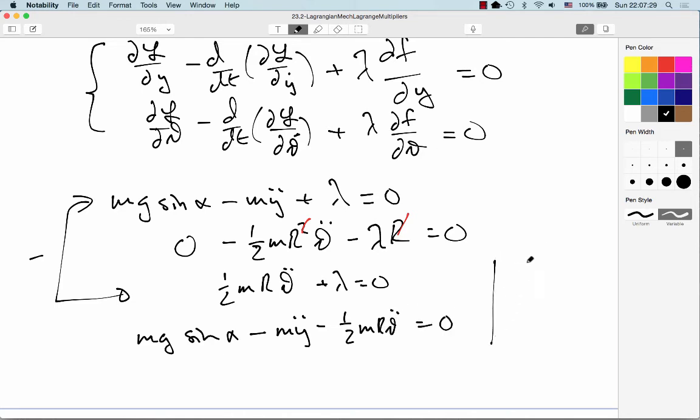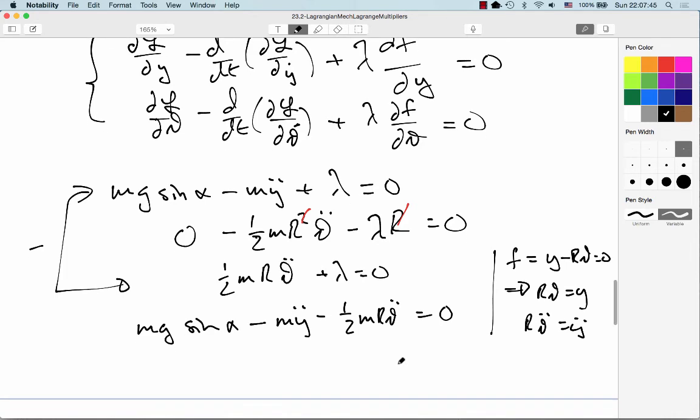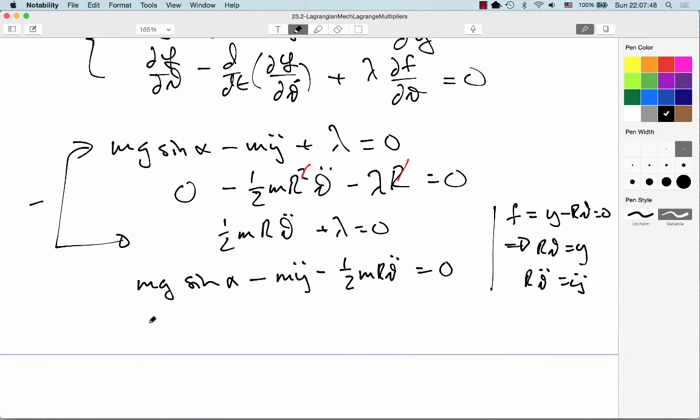Now here I'm going to have to use my equation of constraint again. Remember we said that f was equal to y minus r theta equals 0. So that means that r theta equals y, so r theta double dot is y double dot. So we still have to do that, okay? So then this turns into, oh, let's divide everything through by m while we're at it. Super. So this turns into g sine alpha minus 3/2 y double dot equals 0.